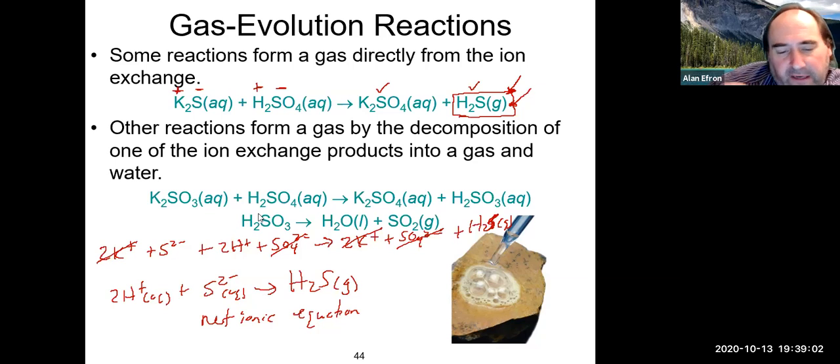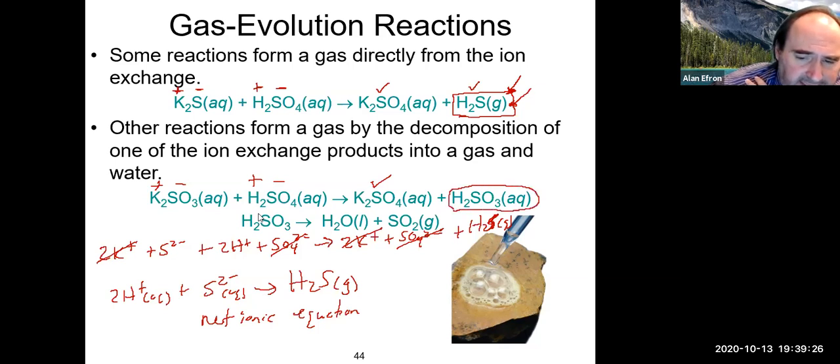Now, another very common route that a gas can be generated in a double displacement reaction is our bottom one here. It looks very similar, but this is potassium sulfite plus sulfuric acid. Again, double displacement here, our potassium and our sulfate coming together, our H2 and our sulfite coming together to make sulfurous acid. So that's H2SO3, that's sulfite, right? It's an acid, aqueous, which makes it sulfurous acid.